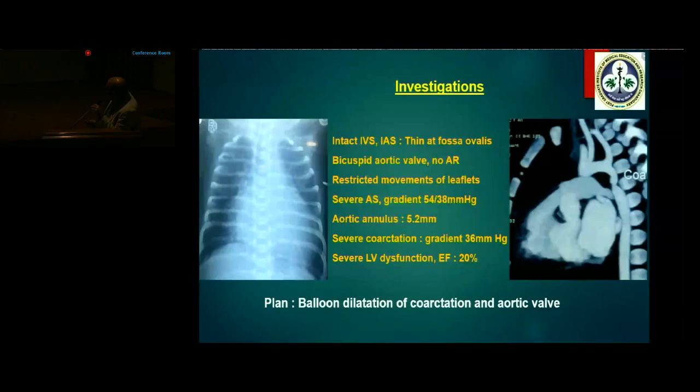AS gradient was 54/38. In presence of severe LV dysfunction, this is considered as severe AS. Aortic annulus measured 5.2 millimeters. Coarctation gradient peak was around 36 despite severe LV dysfunction. EF calculated around 20%. Leaflet movements were restricted. So we thought of doing multiple options in this patient. One of them was balloon dilatation of coarctation and the aortic valve.